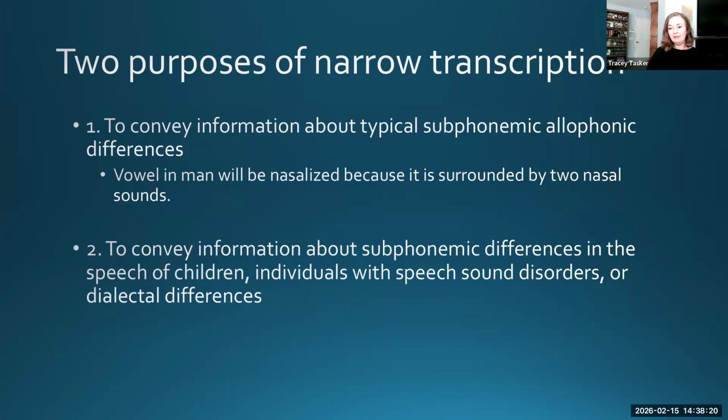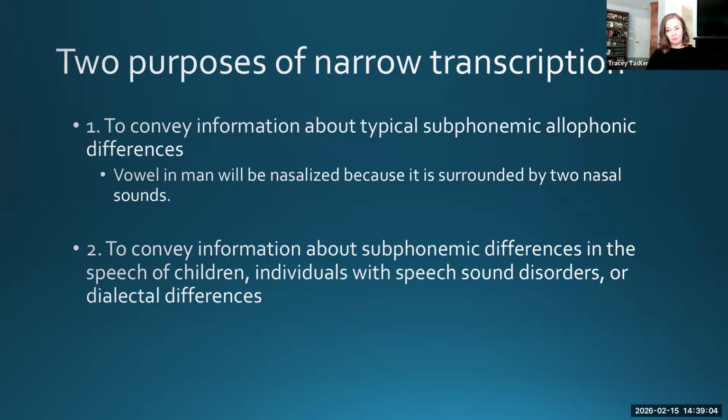So we don't necessarily spend a lot of time using narrow transcription for things that are typical. For the co-articulation examples that we just gave, there's really not a reason to be transcribing that because it's considered typical in our language. The reason that we would use narrow transcription is really to identify when there's a difference. So if someone is nasalizing sounds that should not be nasalized, beyond what is typical for co-articulation, we're going to note that. We want to note it for speech sound disorders. We also want to note it for dialect differences.